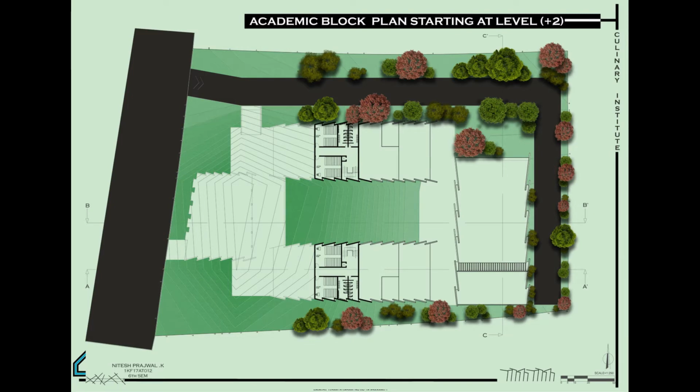Academic block plan starting at level +2, where the service cores are overlapped from the previous levels, and classrooms are on both sides.